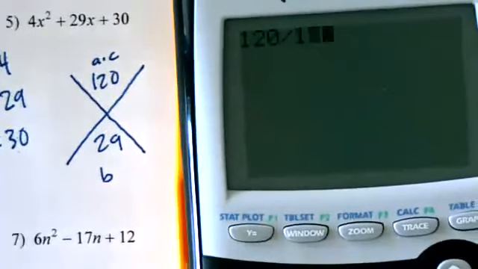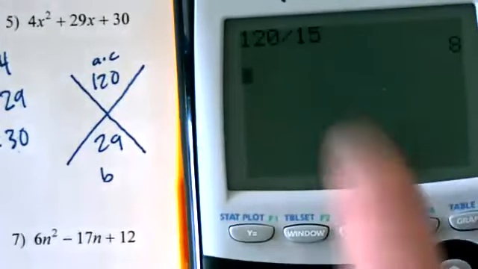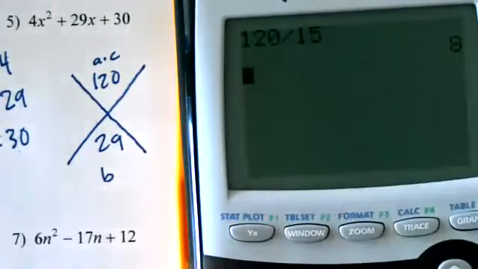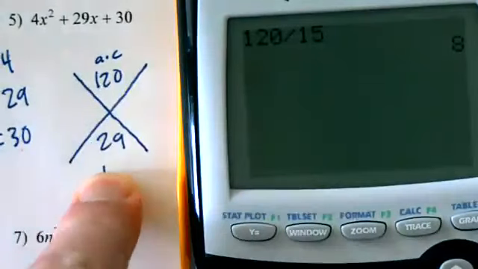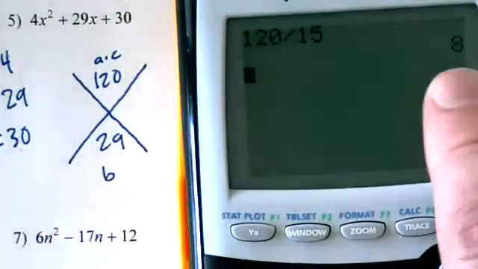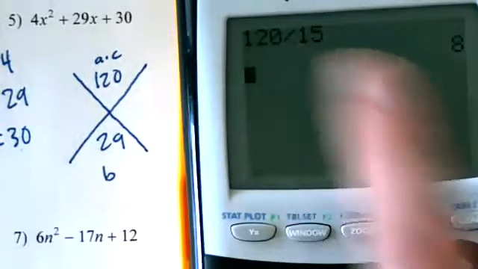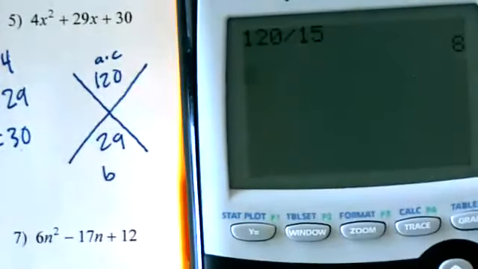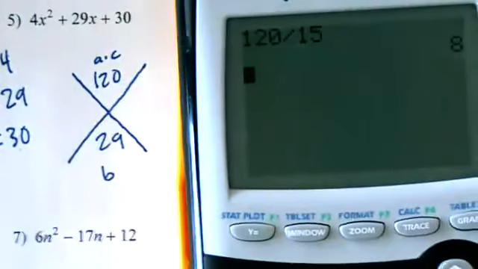15. 120 divided by 15 is 8. So 15 and 8, think about it, could we use 15 and 8 here to get 29? No, it does work because there's no decimal, but we can't get a 29 out of it. So good guess. Give me another guess. Who's got another guess for me? What do you got?